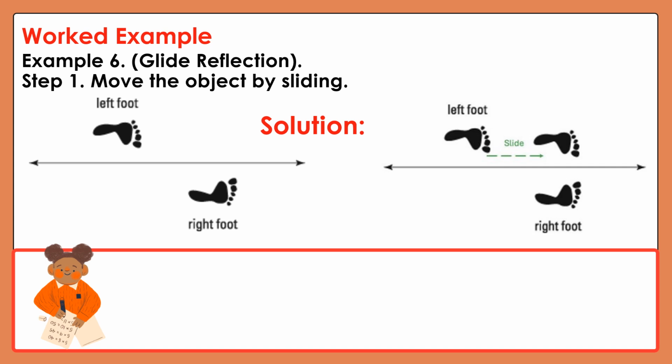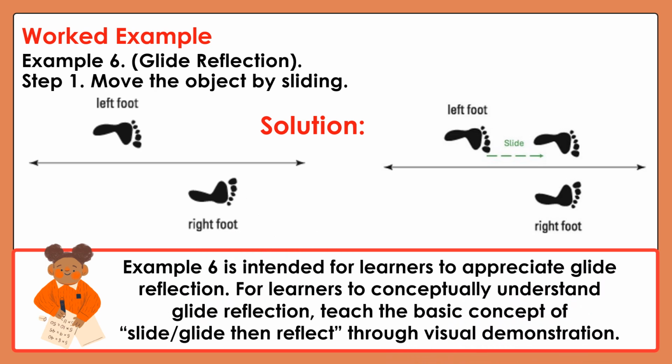Example number 6, glide reflection. Step 1, move the object by sliding. Please check the illustration. And example number 6 is intended for learners to appreciate glide reflection. For learners to conceptually understand glide reflection, teach the basic concept of slide or glide, then reflect through visual demonstration.